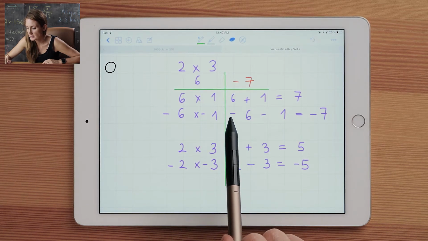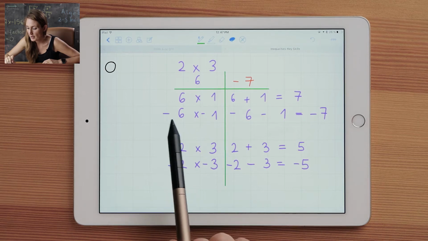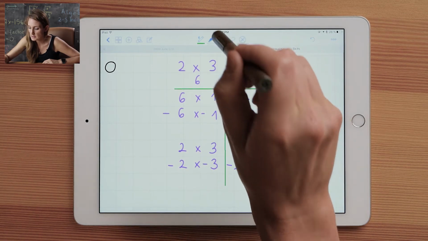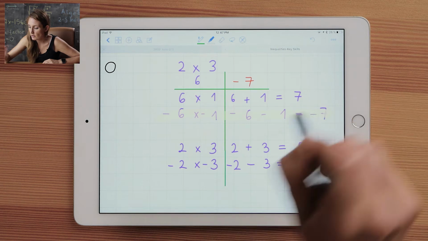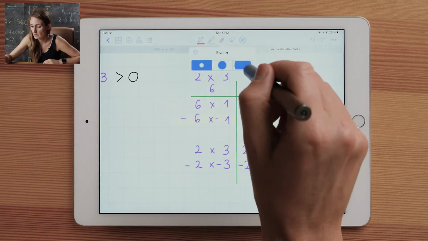So it's going to be minus 6 minus 1 will be minus 7. And minus 6 times minus 1 will be 6. So this is the correct line that we need to look for. Minus 6 and minus 1. I'm going to rub this out now.